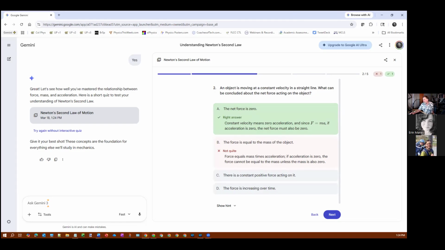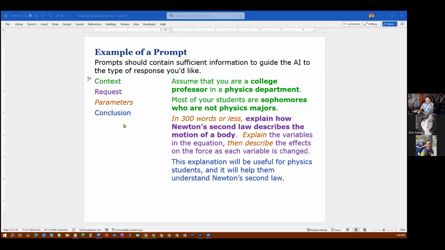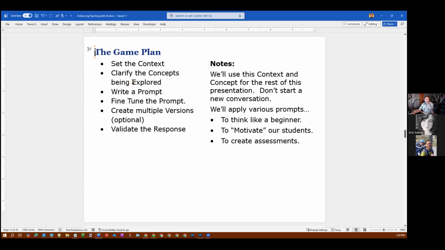Okay, so I could play with AI all day, but I'm going to get back out of that. But what I want you to do now is start thinking about how you would use this yourself. So what we're going to do today is we're going to set some context. We're going to clarify what we're trying to figure out. We're going to write a prompt or two. We're going to fine tune the prompt as we get feedback. We're going to create multiple versions of some of the things that we do, and we're going to validate whatever our response is. And we're going to try to think like a beginner. We're going to try to motivate our students and perhaps create some assessments.